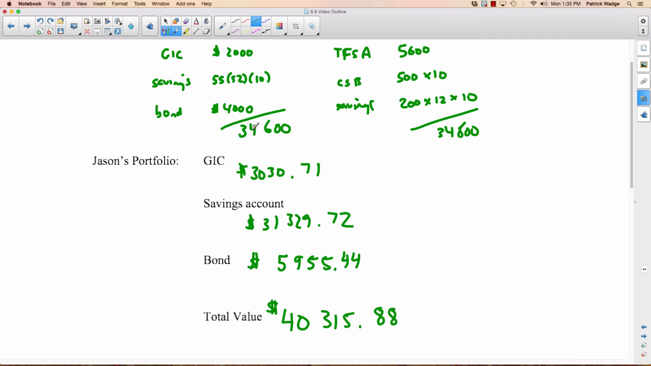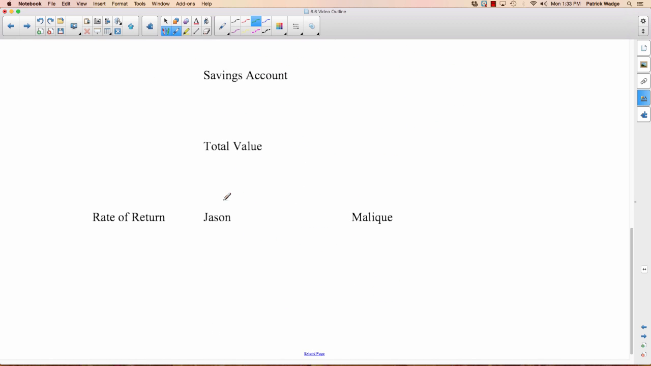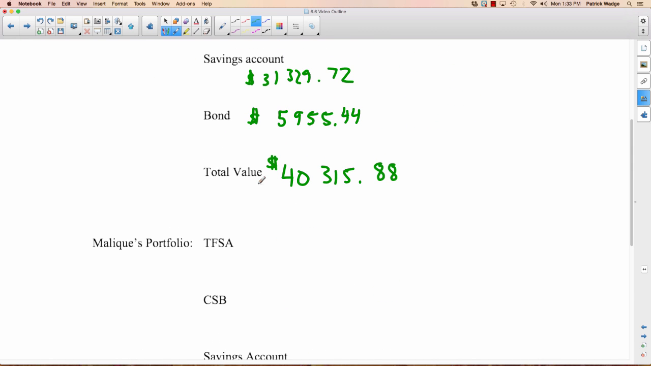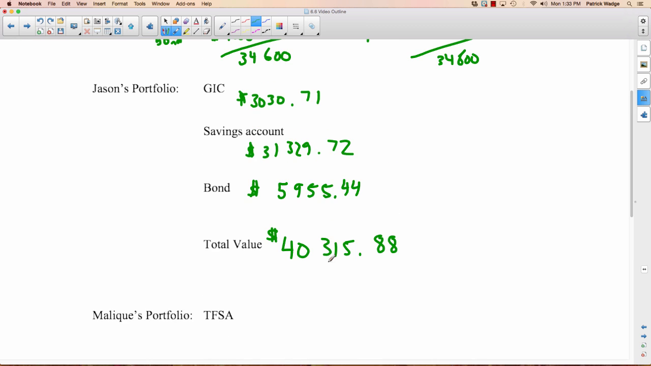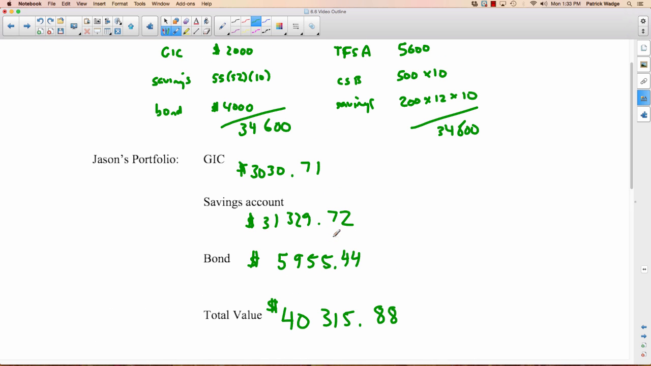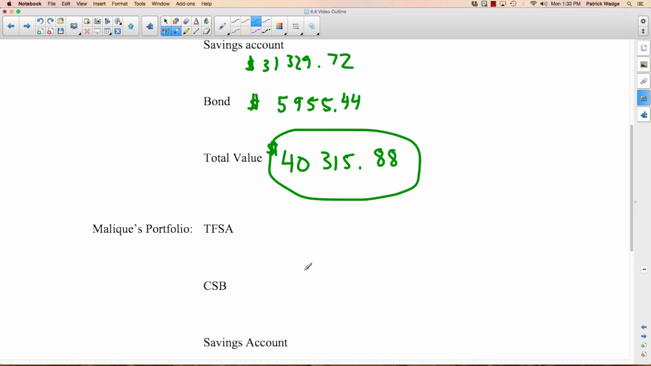And remember that how much he invested 10 years ago was $34,600 total. Should we get the total rate, or the rate of return right now? Why not? What we do for the total rate of return is we see how much interest he's gained, or how much return he's gotten. So that'd be the difference between the 34,600 and the 40,315.88. So let's do that first.